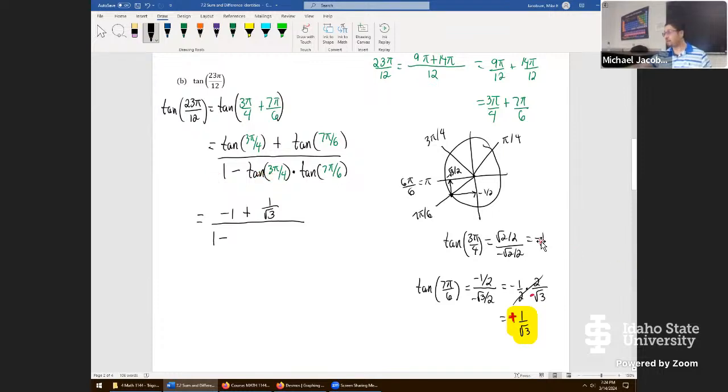Tangent of 3 pi over 4, we'll grab that value, negative 1. So we have double negation going on in this one. That's always extra fun. Then it's going to be multiplied by tangent 7 pi over 6. So we'll plug in that value times 1 over root 3. So there it is. That's the exact value of tangent 23 pi twelfths.